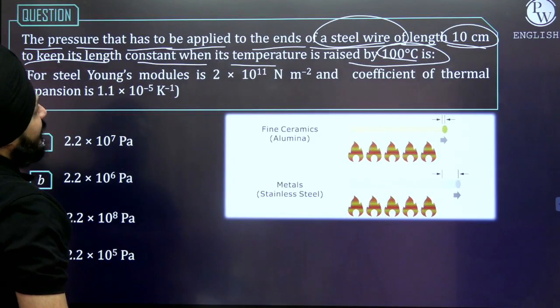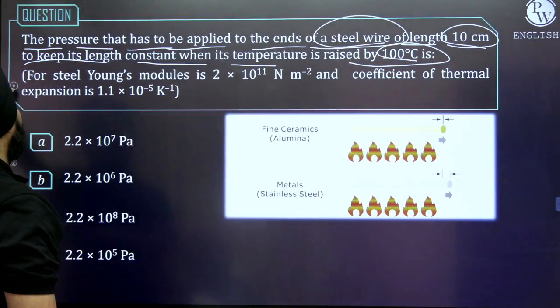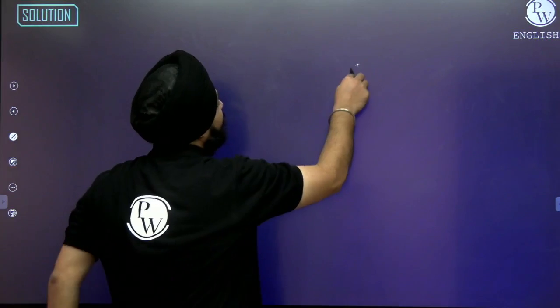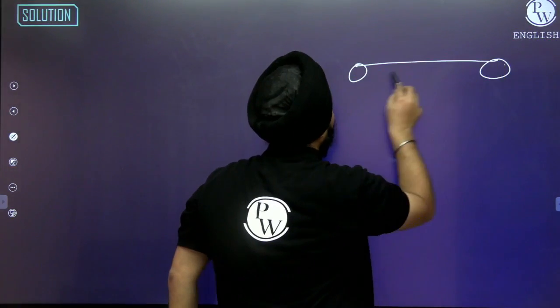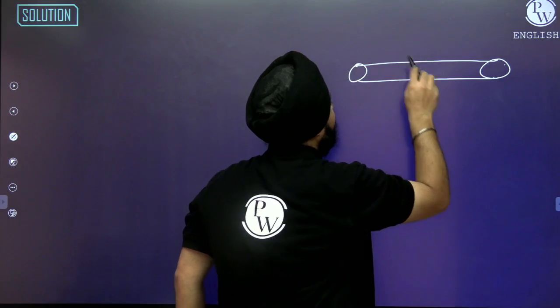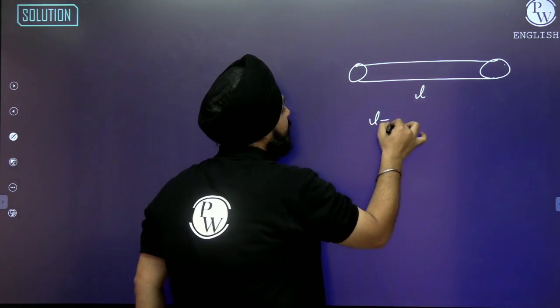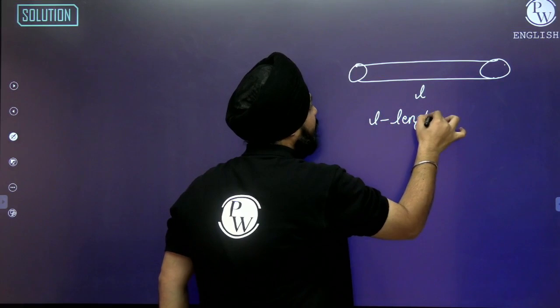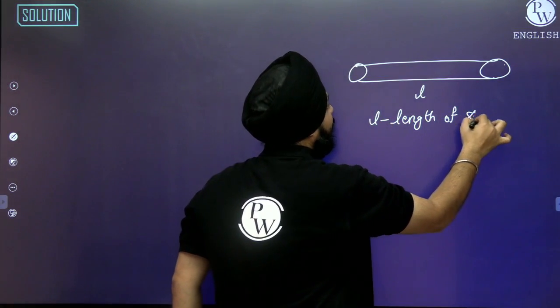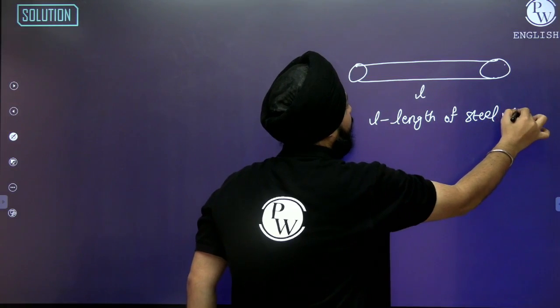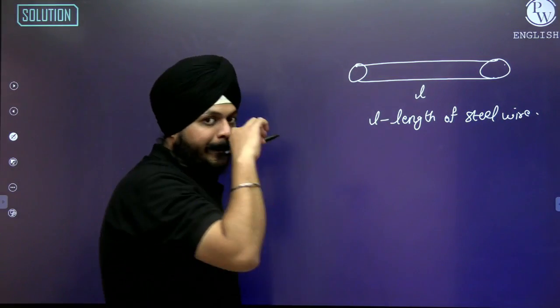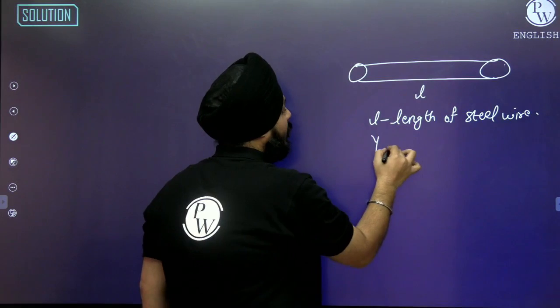See the pressure that has been applied to the ends of the steel wire. Let us take an example. This is the steel wire, and L is the length of the steel wire. Y is the Young's modulus.